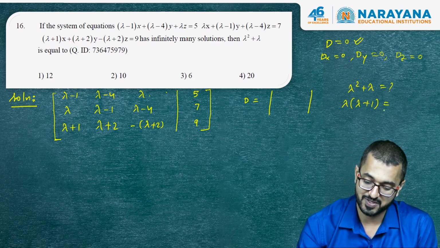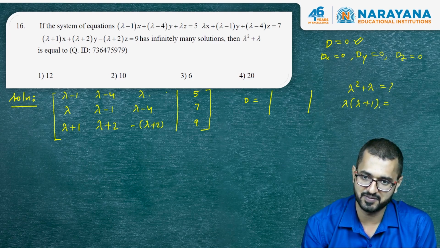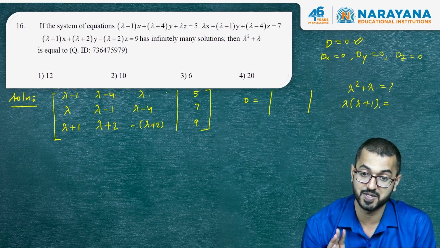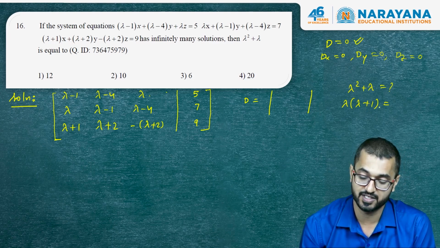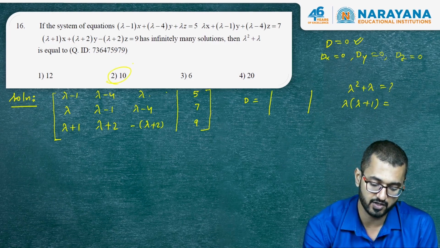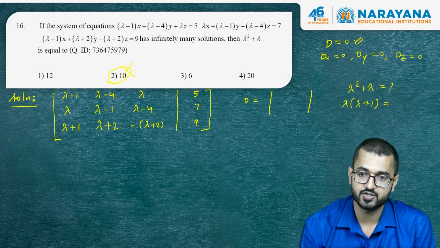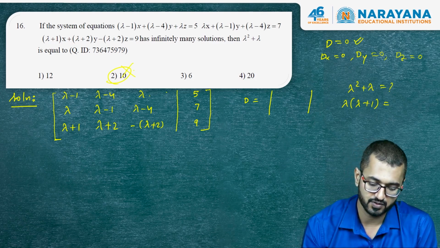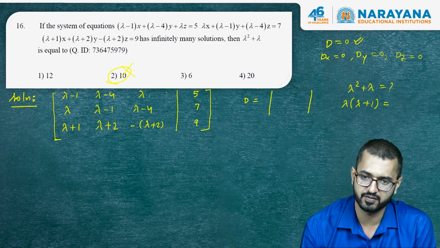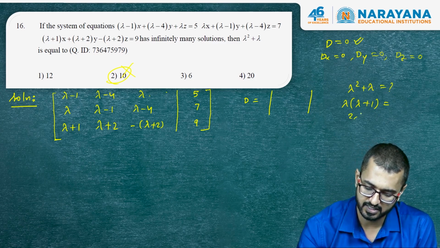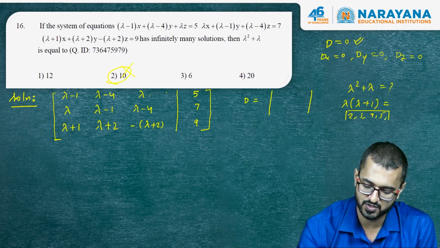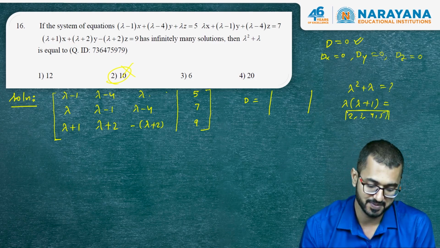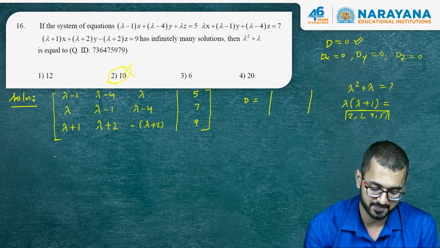So lambda into lambda plus 1 means all the options given must be written as a product of two consecutive numbers. 12 can be written as 3 and 4, so yes, the possibility is there. 10 we cannot write down, so leave it; 10 cannot be the answer anyway. 6 is 2 into 3, 20 is 4 into 5. So we have 2, 3, 4, 5 as our suspicious values. Lambda can be at most 2, 3, 4, 5. Now let me plug in 2 just to see.